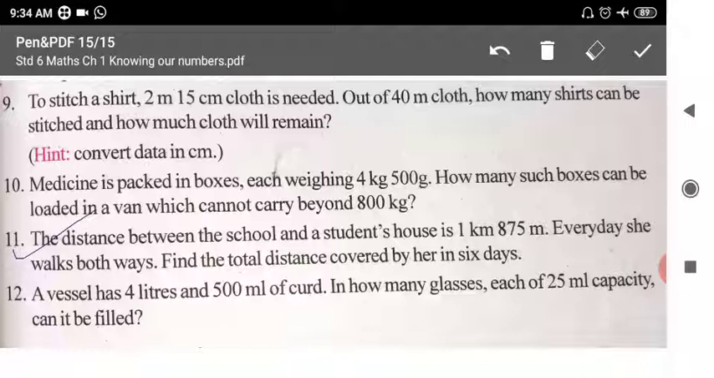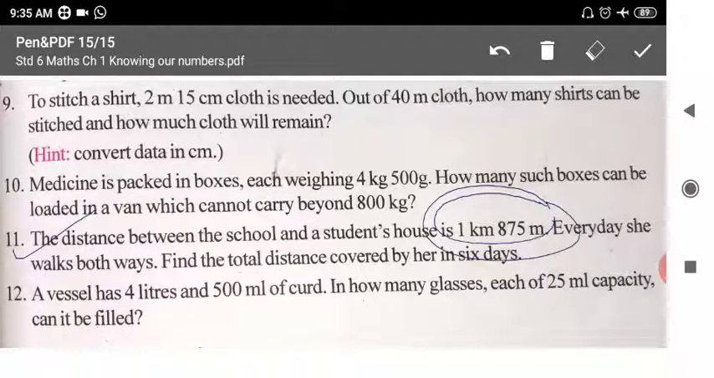The distance between the school and a student's house is 1 kilometer 875 meter. Every day she walks both ways, going from school to home this much, and then again coming back from home to school this much. Find the total distance covered by her in 6 days. So if she is walking 6 days like this, we have to find the answer. It means you have to multiply there.